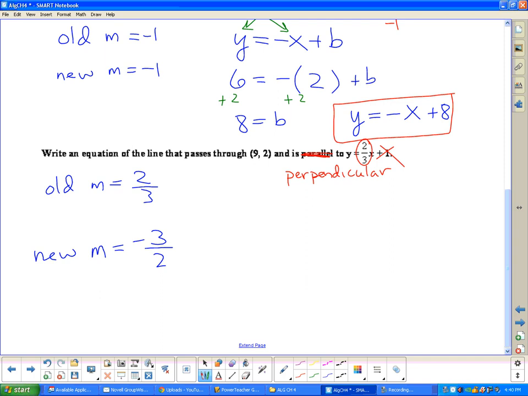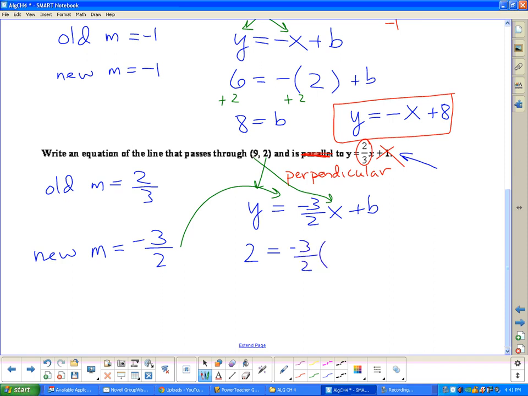I don't know what my b is, though. It's not necessarily going to be 1, because that has nothing to do with it. But because I don't know, I'm going to put a b. That's the placeholder until I can figure out what it is supposed to be. And so now I'm going to plug in my two numbers for the x and the y and figure out what's left. So 2 equals negative 3 over 2, put x in parentheses, which is 9 plus b. So 9 times 3 over 2, well, 9 divided, or actually 9 times 3 is 27 divided by 2.